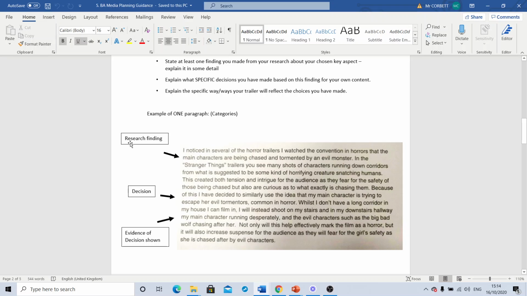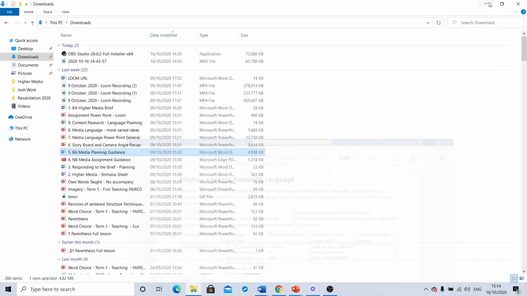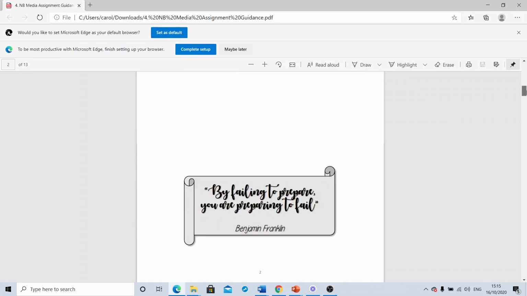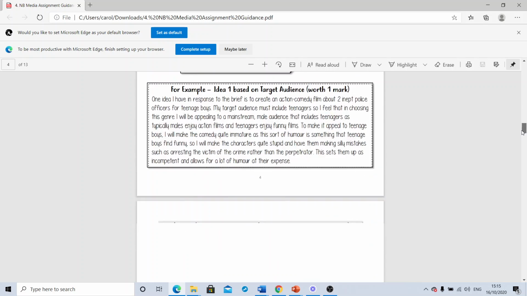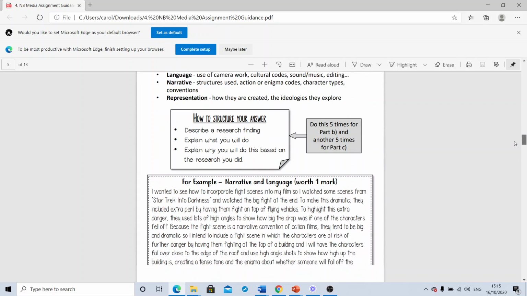This one reminds you that you need to research your decision and the evidence of what impact it will have, and things like that. The new one is a really good document as well. Again, this one is more like what we are looking at ourselves. We're all the way down to production roles.